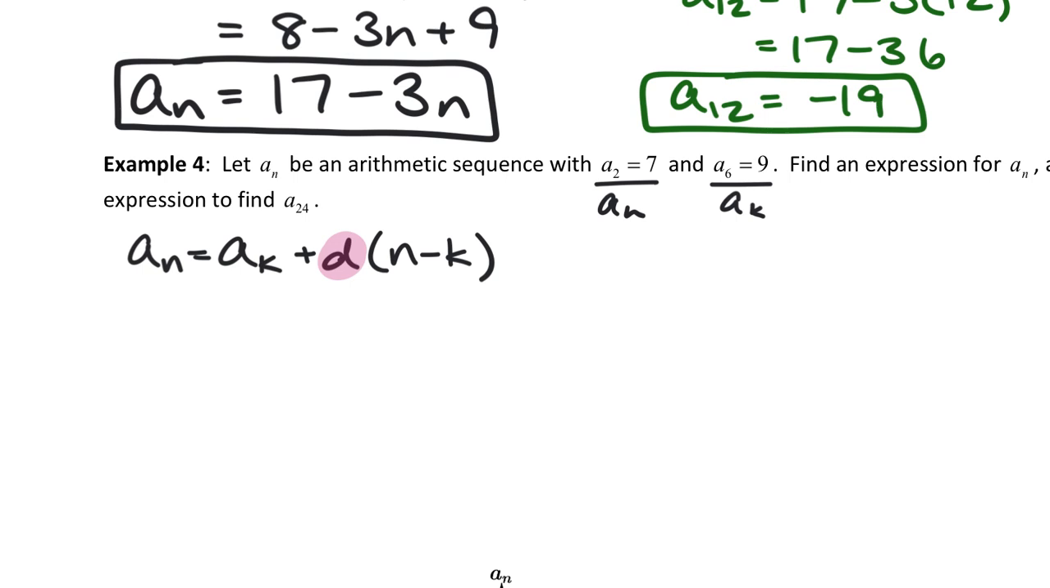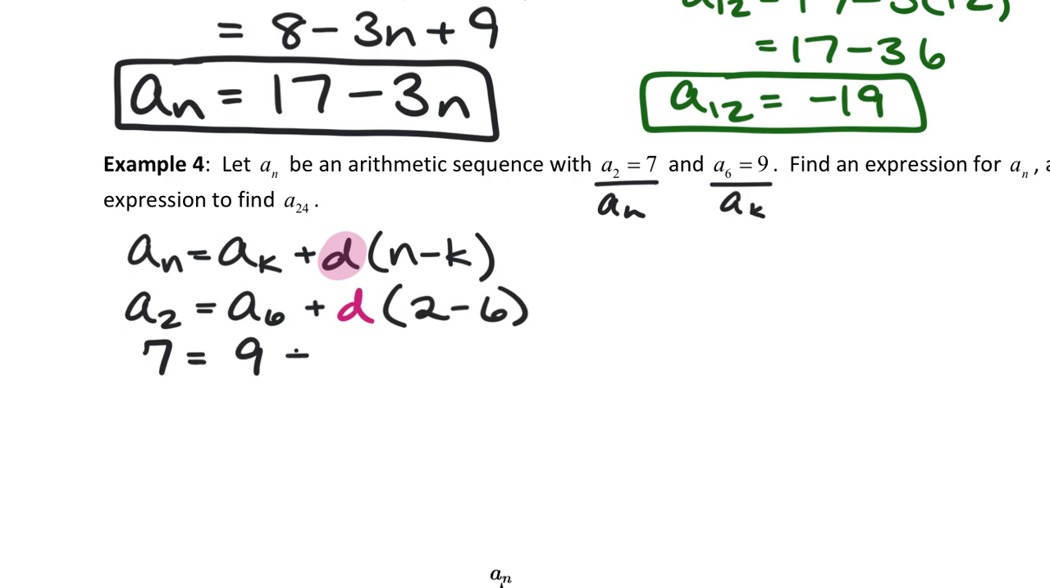Meaning, I will do the following. I will say a sub 2 is equal to a sub 6 plus that common difference that I don't know times 2 minus 6. The location of n, both of them are 2's. Where k was, both of them are 6's. But a sub 2 is equal to 7 and a sub 6 is equal to 9.